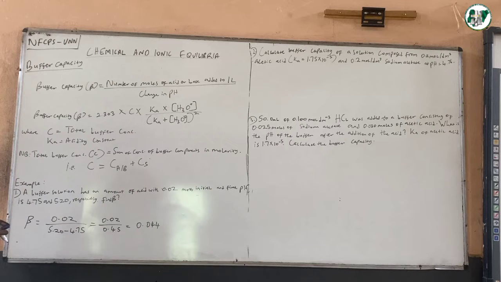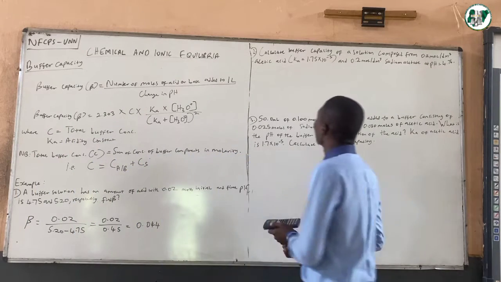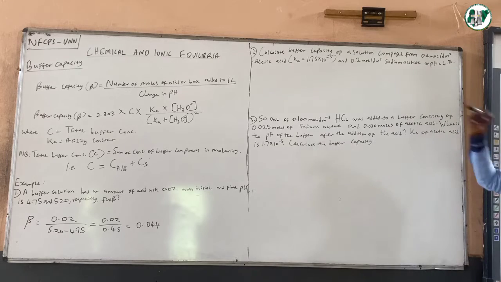So 0.02 divided by this answer is going to give us 0.044. Let us be sure of what we calculated. So 0.02 divided by this answer is going to give us 0.044. So that's the buffer capacity for that solution. Let's look at another question.